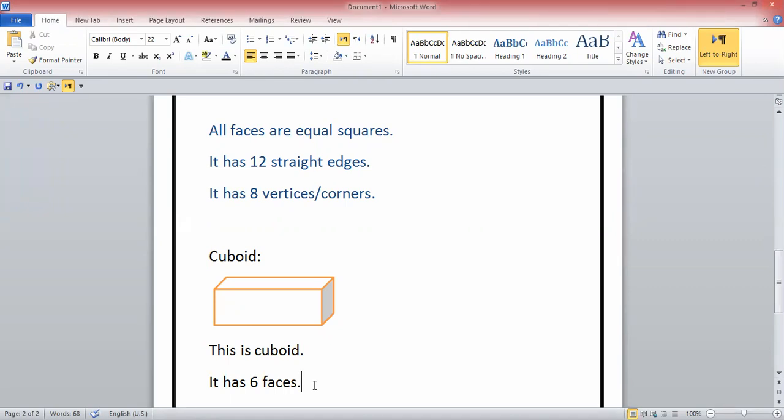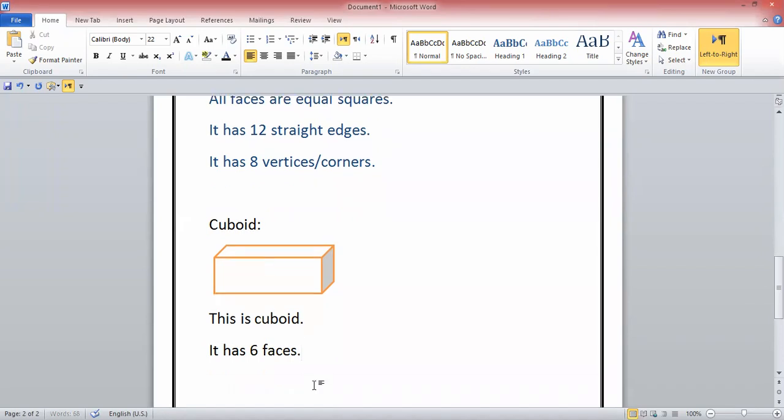You know guys, in a cube all faces were equally square, but here 4 faces are rectangle and 2 faces are square. In a cuboid, 4 faces are rectangle and 2 faces are square. Look at this right side and left side. These 2 faces are square. The other 4 faces are rectangle.